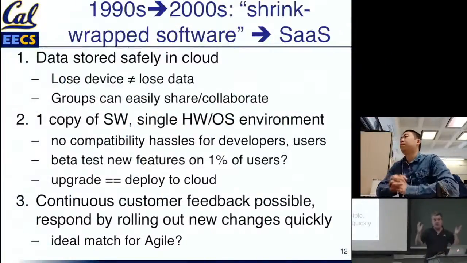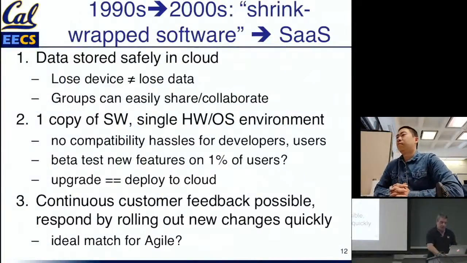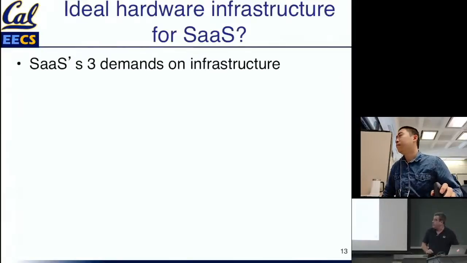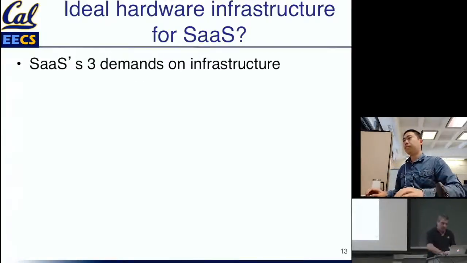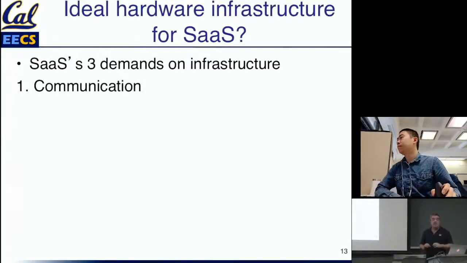So software as a service is awesome. What does software as a service run on? Well, what are the sort of demands on the infrastructure? If you're deploying software as a service, what does it have to be able to do? It has to be able to communicate. Users have to be able to get to the service somehow, so you need a network.